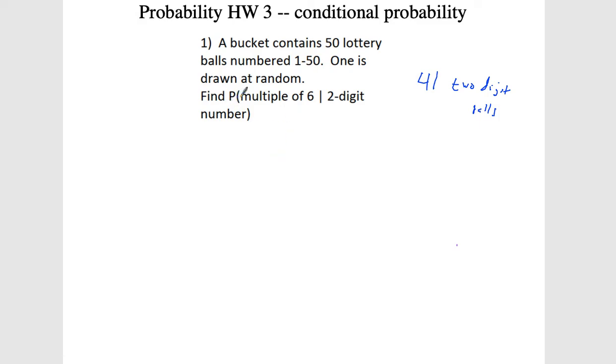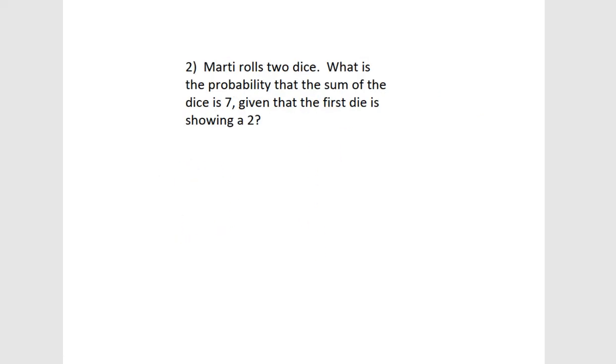And we want to find the probability of getting a multiple of 6. Well, multiples of 6 that are 2 digits, we've got 12, 18, 24, 30, 36, 42, and 48. That's 1, 2, 3, 4, 5, 6, 7. So 7 out of 41 would be your final answer there.